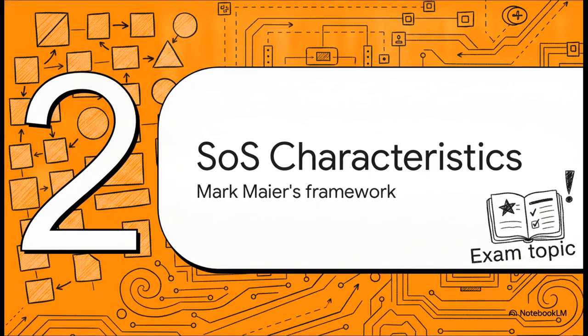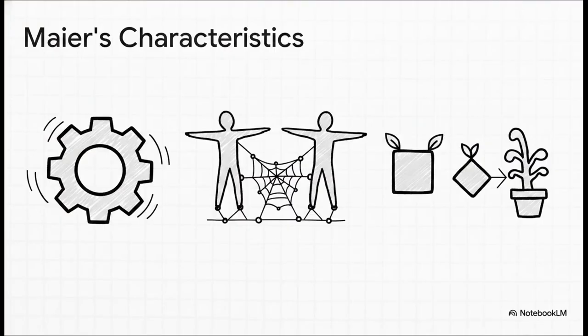Moving on to part 2, the characteristics of an SOS, based on Mark Maier's essential framework. Definitely flag this section in your notes, as it is a highly likely exam topic. Back in 1998, Mark Maier laid out 5 essential characteristics that define a system of systems. The first is operational independence. This basically means the constituent parts of the system aren't just useless puzzle pieces on their own, they actually operate as useful, fully functional systems in their own right.